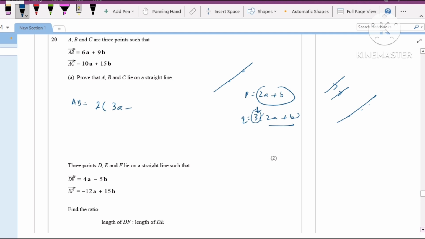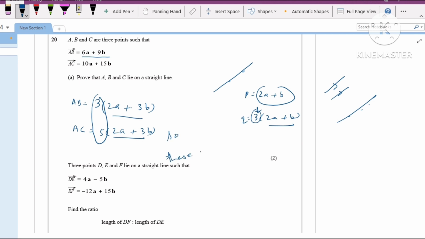I'm taking 2 common from this, sorry, 2 is not common, 3 is common, so I'm taking 3 as a common, that is 2a plus 3b. From AC I am taking 5 as a common, so 2a plus 3b. You can see that these two brackets are the same, only the difference is number. So these are on a straight line. That's it.